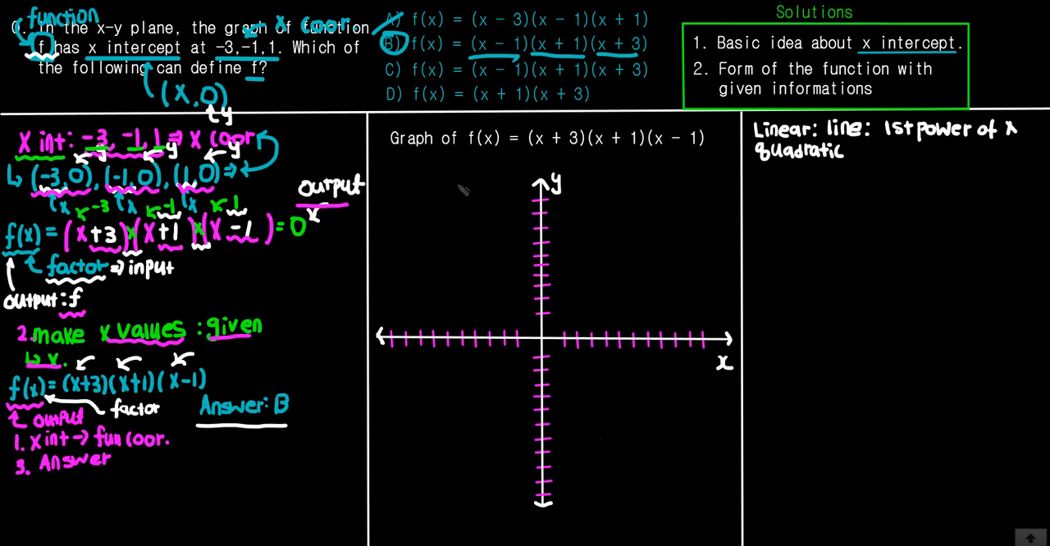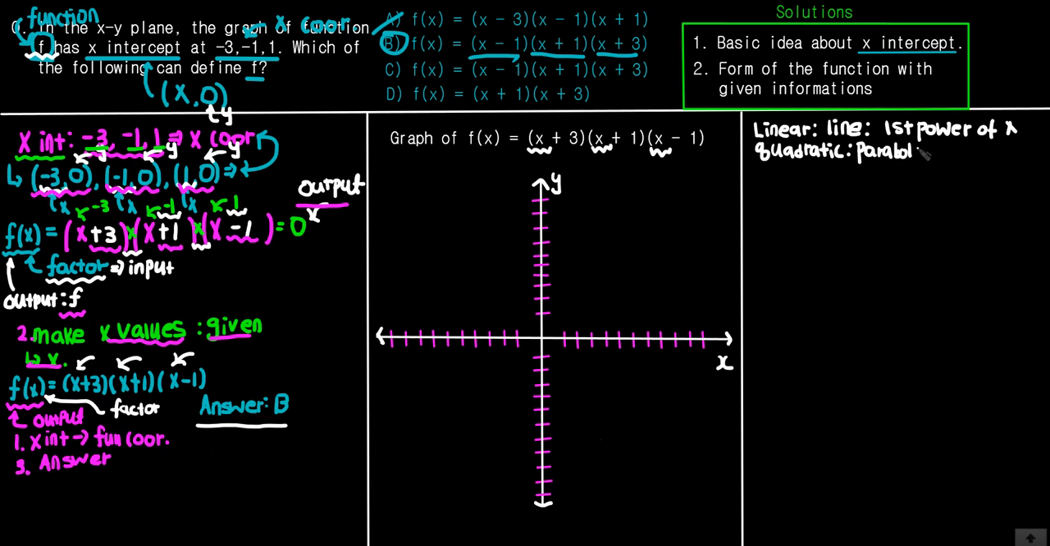If you think about f(x) = (x + 3)(x + 1)(x − 1), if we multiply the x terms together, it gives us x to the third power. So we can clearly say that it's not linear. Also, if you graph a quadratic, it is going to be a parabola.